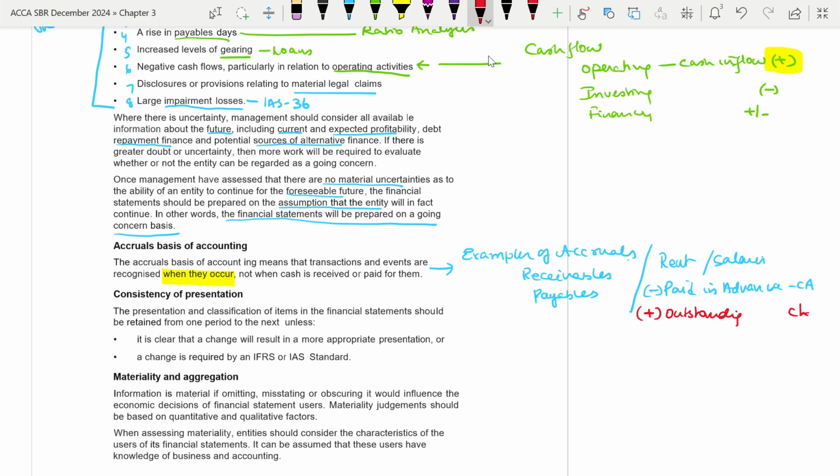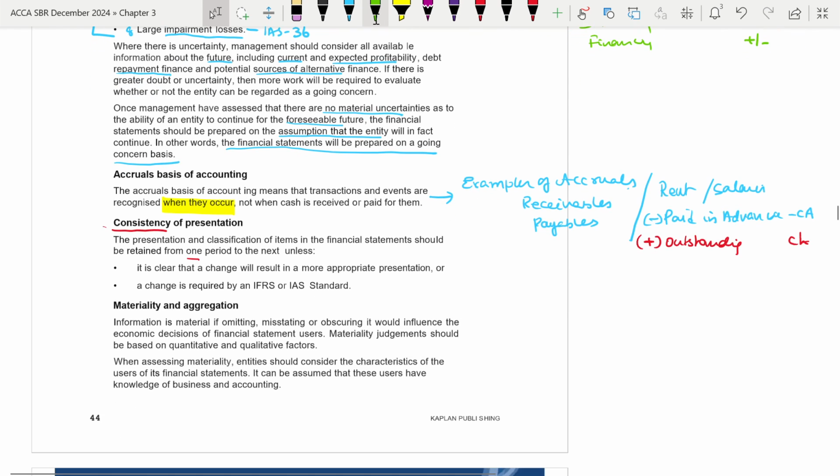Consistency in presentation. The classification should be retained, which means you should be consistent from one period to another, unless it is clear that a change will result in a more appropriate presentation, or a change is required by IFRS. If it is compulsory, we say there should be consistency, but consistency is not rigidity. It is not a hard and fast rule.